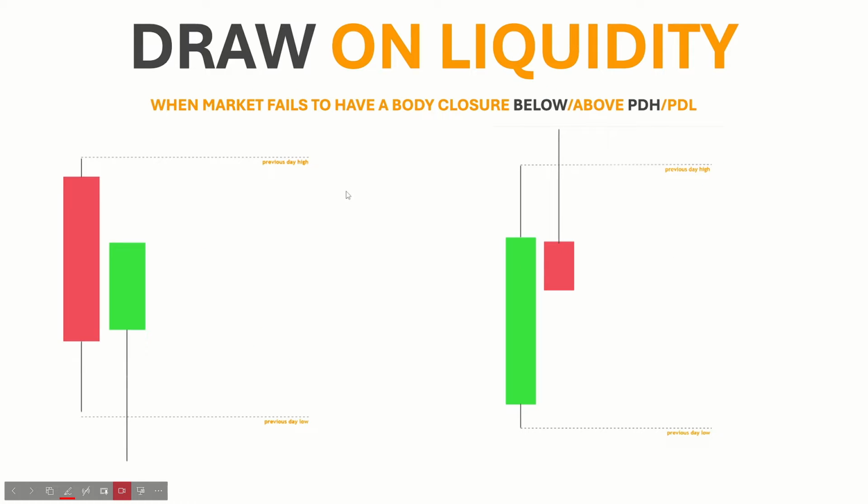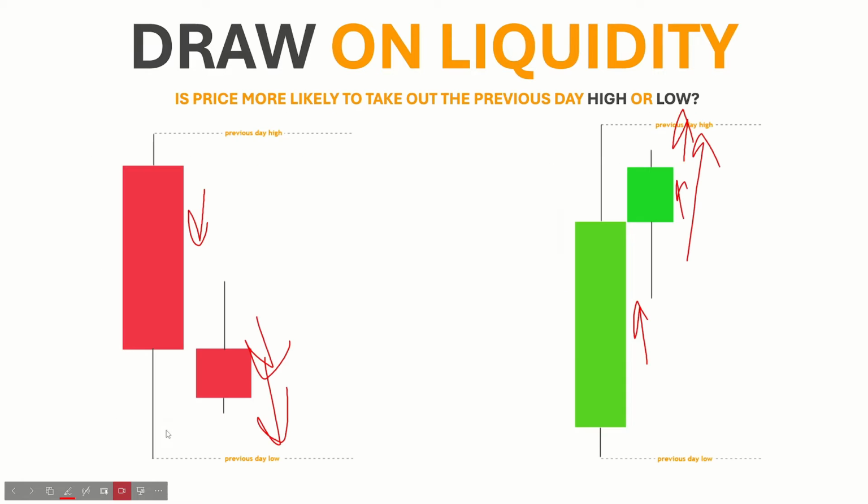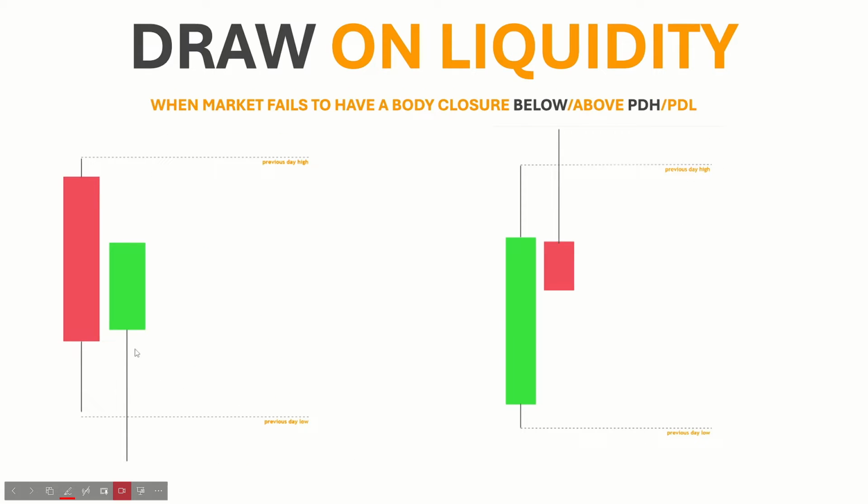Now, this theory remains true until market fails to have a body closure below or above the previous day high or previous day low. So, for example, we have market coming, and in the previous example you think it's coming to take this previous day low. However, before you know it, you check market again, and the candle has completely reversed towards the upside. This indicates a reversal in trend.